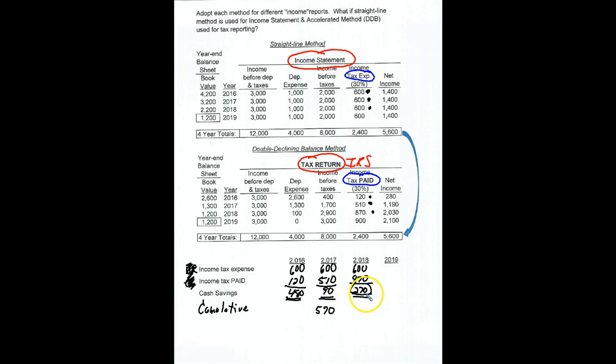Cumulative of 570 minus 270, now my cumulative savings is only $300. And then the last year, my actual tax expense is $600. I'm going to pay $900. I actually end up having a larger payment by $300. I had savings of $300, and this zeroes out.